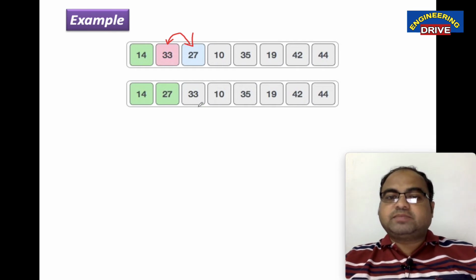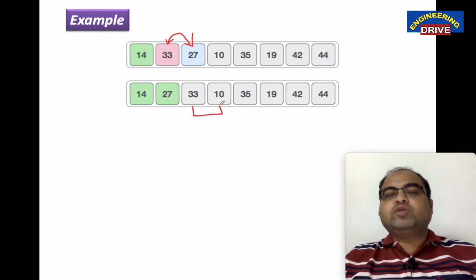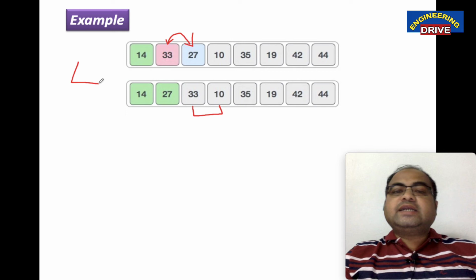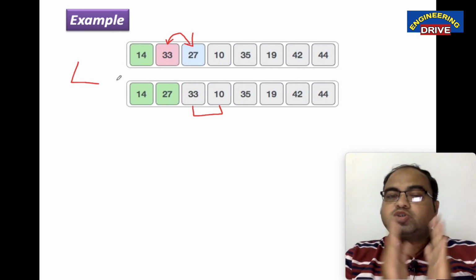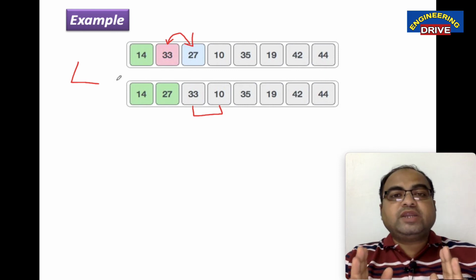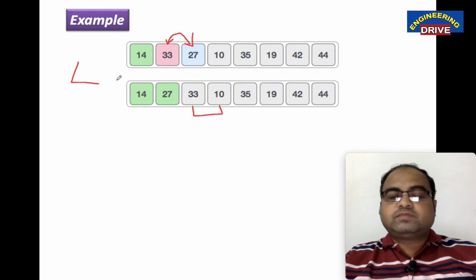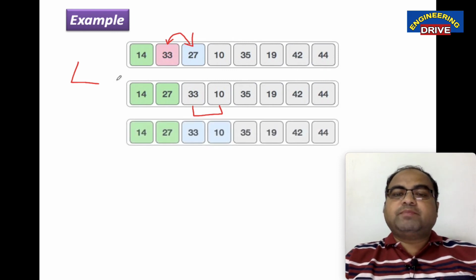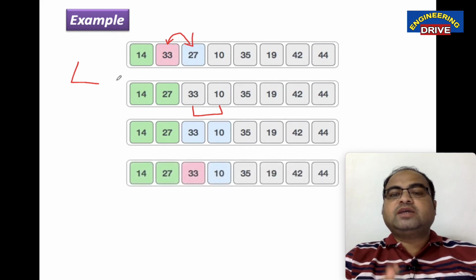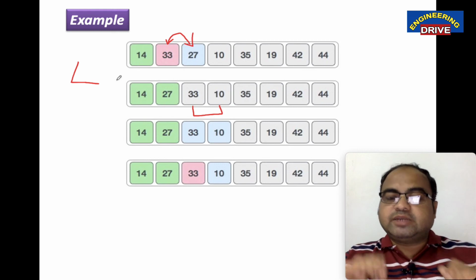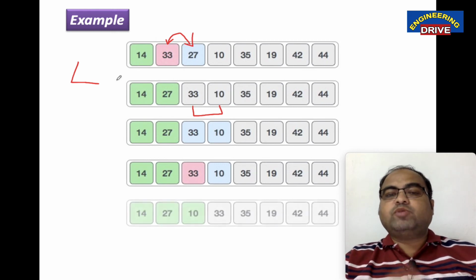Now next step. 33 and 10 you need to compare. Again, which comparison do you need to use here? Less than. 33 is less than 10. Here also the condition became false. So whenever the condition becomes false, what do we need to do? Swap. So we are comparing 33 and 10, and 33 is less than 10 means the condition became false. So that's why I am going to swap them.